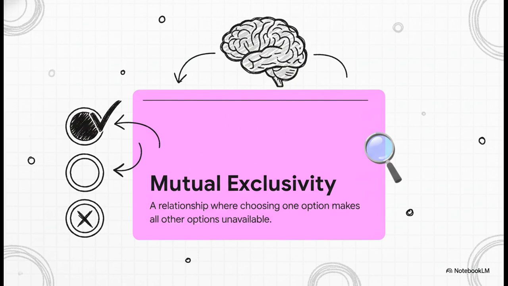And there's actually a design term for this idea: mutual exclusivity. It's just a fancy way of saying that when you choose one option, all the other ones automatically become unavailable. That's the entire magic trick of the radio button. It makes choices really clear and simple.